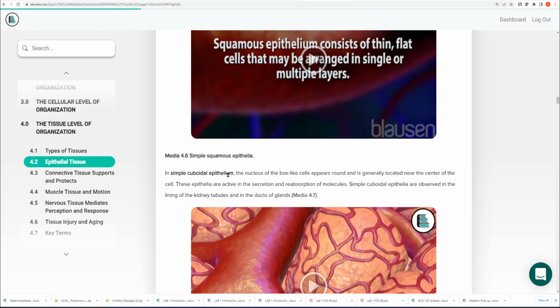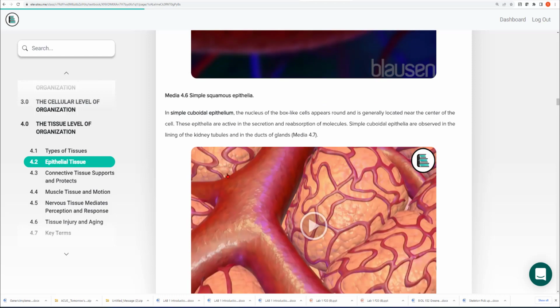Simple cuboidal epithelium, recall in lab, the main place that you find simple cuboidal is in the kidney tubules. We'll dive into the kidneys a lot more when we get to the urinary system, but your kidneys are in the business of filtering your blood in order to make urine. And there are a lot of molecules that move in and out of your kidney tubules as urine is being produced. So it makes sense that the kidneys would be full of a simple epithelium that allows molecules to move in and out and across that simple epithelium.